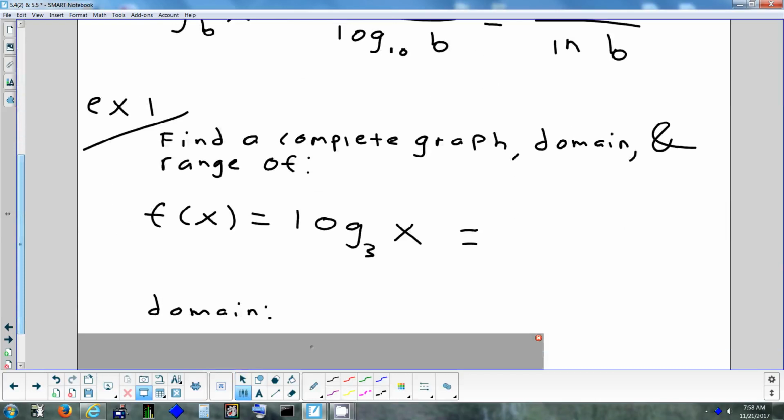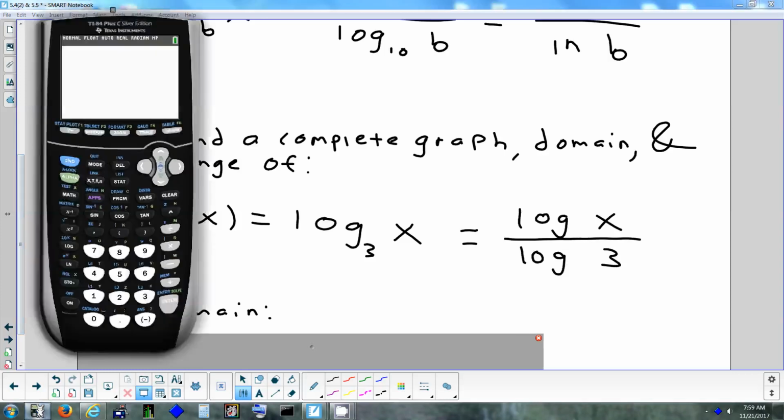All right, so that's a base 3 log. Can I type in base 3 just by pressing a single button? Okay, no. So now I've got to rewrite it as a fraction. Can anyone tell me what would go in the top? Leo? Log of x. And in the bottom? Log of 3. Now he didn't say whether he meant natural log or common log. It doesn't really matter which one. I just went with common log. Okay, and now I'll type that in. So we've got log of x, close your parenthesis, divided by log 3, close your parenthesis.